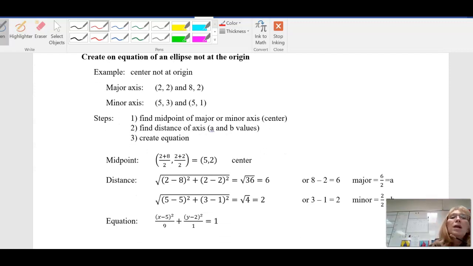All right, we want to create an equation of the ellipse not at the origin and not having to graph it. So we've got the major axis at 2, 2, and 8, 2. The minor axis at 5, 3, and 5, 1.